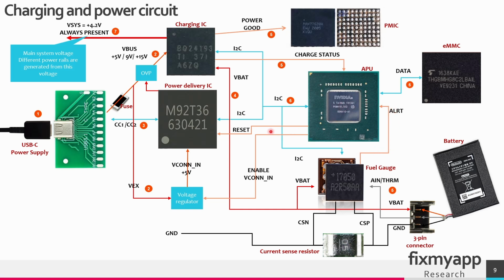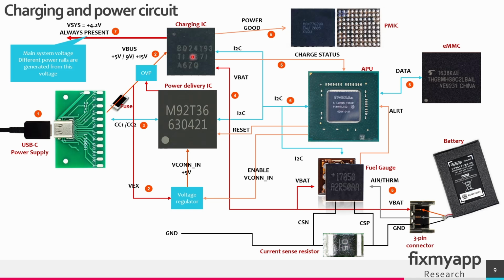The APU also sends an enable signal to the voltage regulator that will turn on to generate the VCON in power rail of 5 volt. So this enabling signal comes from the APU. The APU can also send a reset signal to the M92T36 IC, or the power delivery IC, so it can reset this IC.